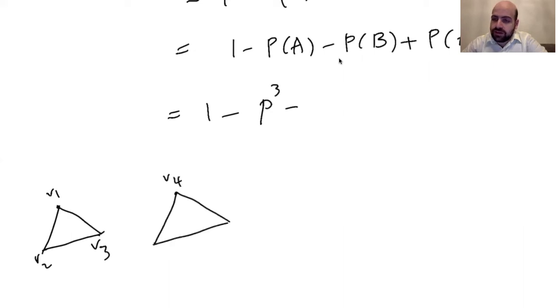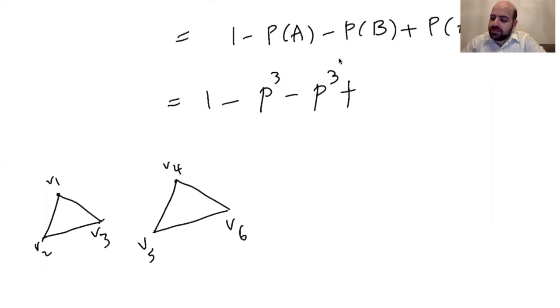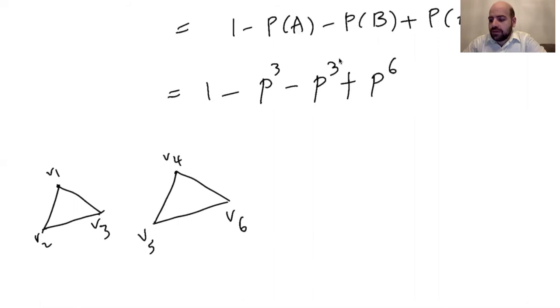for the event B, which is the event for having a triangle with vertices V4, V5, V6. Again, B would happen if all these three edges appear, and that would happen with probability P cubed, plus P of A intersection B. So A intersection B means A and B, both of them happen. So when can I have a triangle between V1, V2, V3, and another triangle with vertices V4, V5, V6? This would happen if and only if three edges appear here and three edges appear here. So 6 edges, each of them independent of each other, and that would happen with probability P to power 6. So this is 1 minus 2P cubed plus P to power 6.